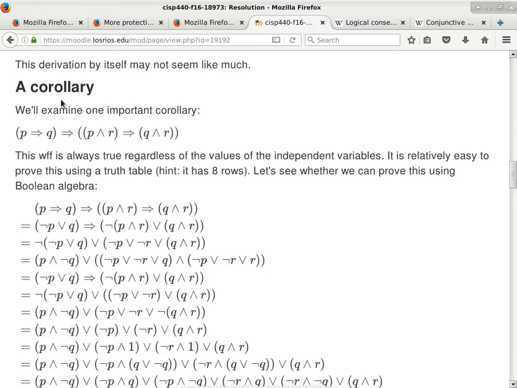So the first question is, can I make this claim? Can I say that if I know P implies Q, then I also know that P and R implies Q and R? In other words, is this statement true for all possible combinations of P, Q, and R? That's the question. What do you think? Does it seem to make sense to you? If you know that P implies Q, can you immediately conclude that P and R implies Q and R?